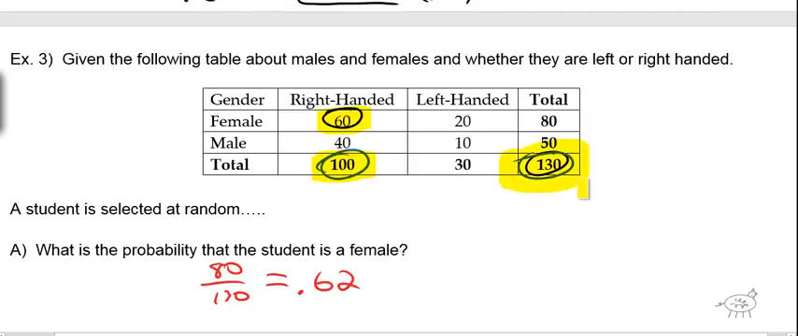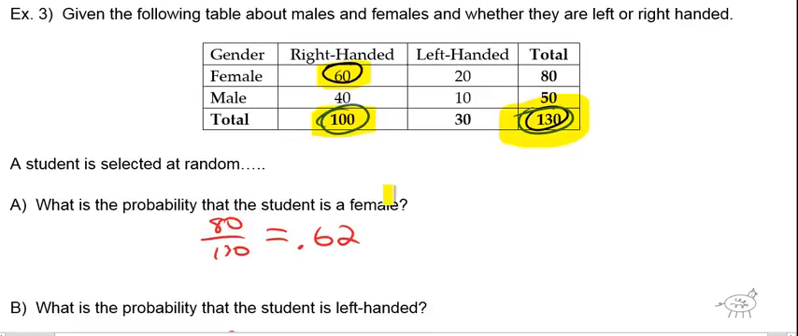So it's pretty sweet. So if I ask you what's the probability of getting a male that's left-handed, given that they're left-handed, you don't need to use the 130 anymore. You literally just can use these numbers. Okay? So let's just do male left-handed, it would be 10 over 30. Okay, instead of saying 10 over 130 and 30 over 130, you can just say 10 over 30 because the 130s cancel out. Okay? So now let's actually use the chart, which I like the best.